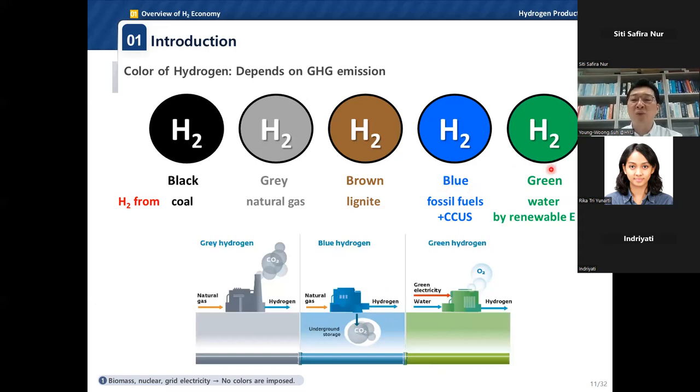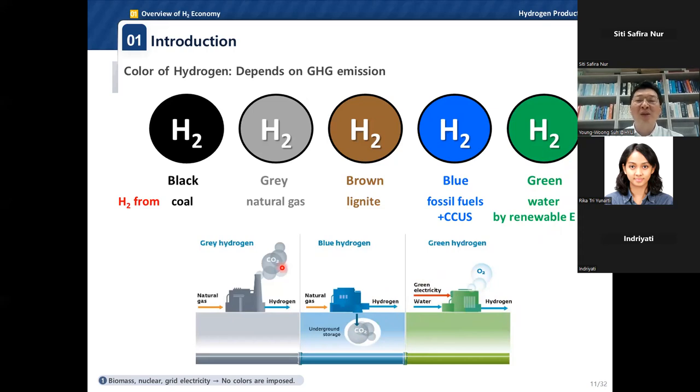And then the last one is the green hydrogen. The green hydrogen comes from just water, using renewable energy, not fossil fuel energy. Only renewable energy is effective to produce green hydrogen. So here, green electricity and water, and then those will make the hydrogen and the oxygen as well.